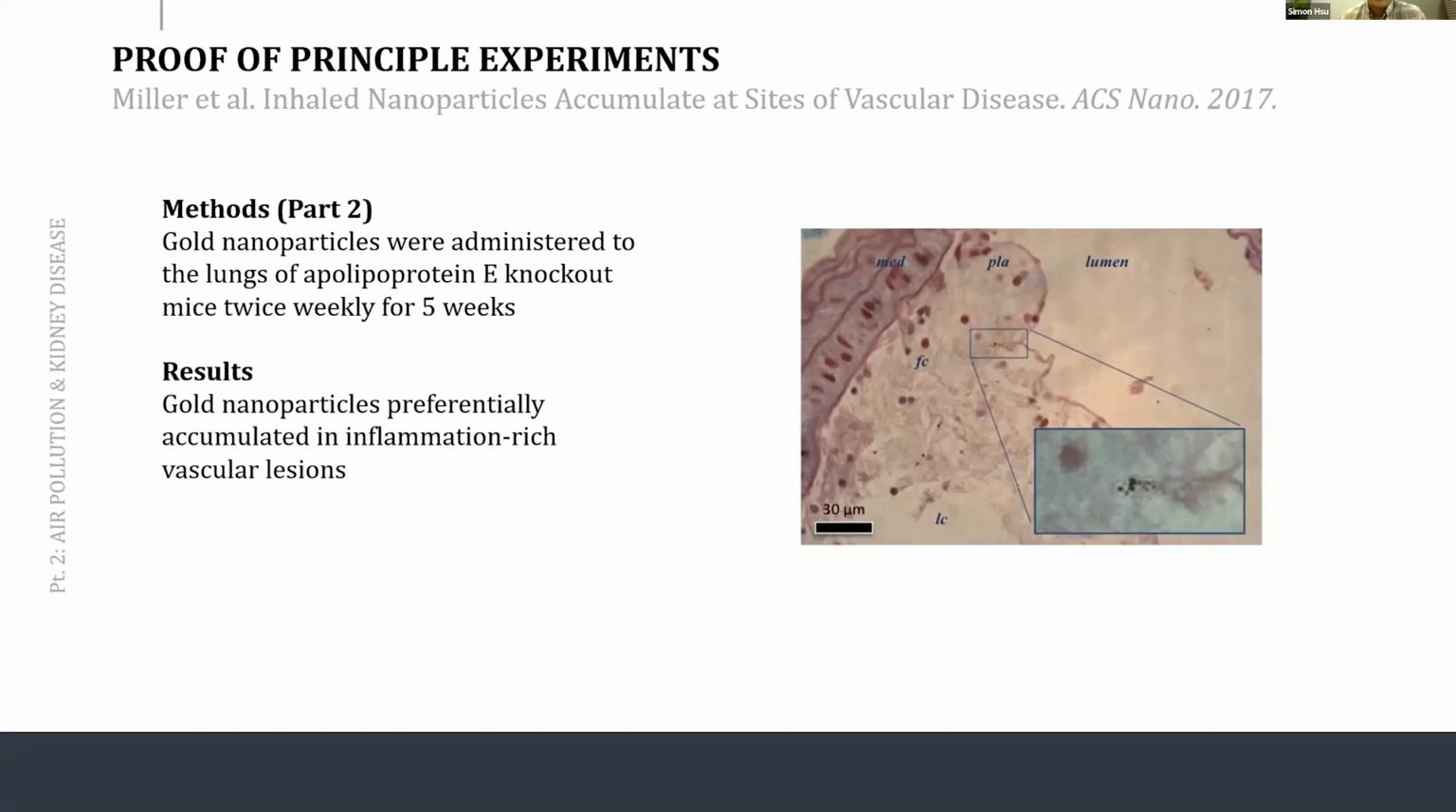And so this set of experiments really showed for the first time that, if small enough, inhaled nanoparticles can penetrate the alveoli, translocate into systemic circulation, accumulate at sites of vascular disease, and become detectable in the urine, meaning that they come in direct contact with tissues and vessels of the kidney.